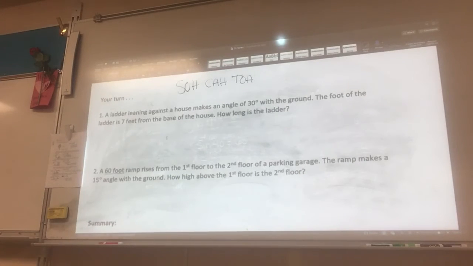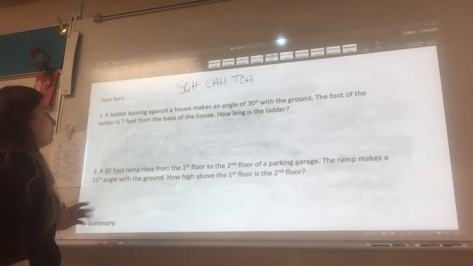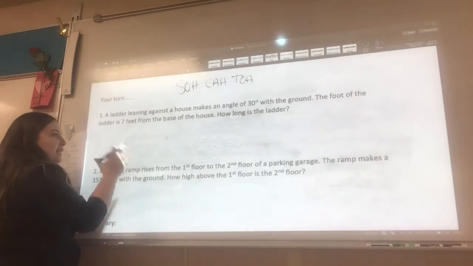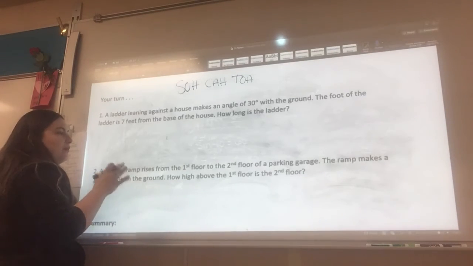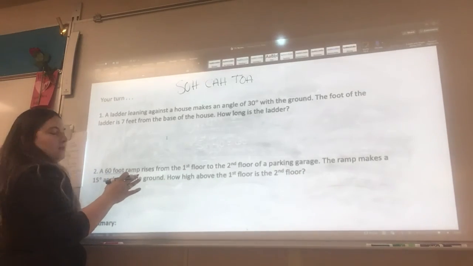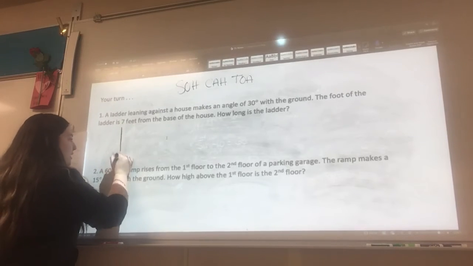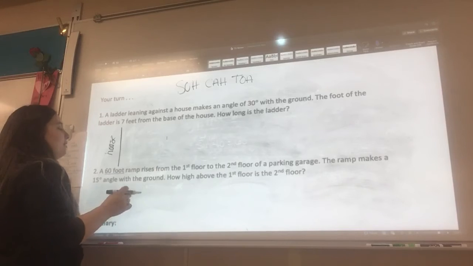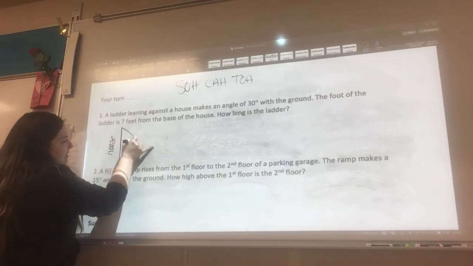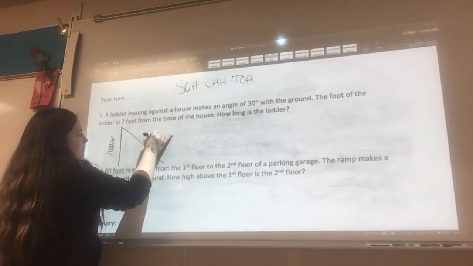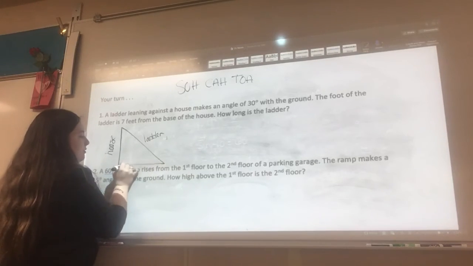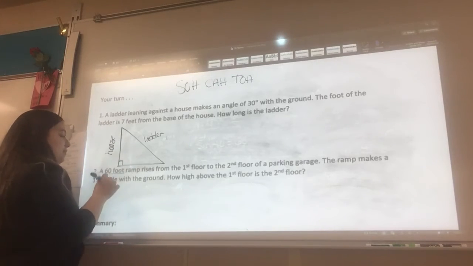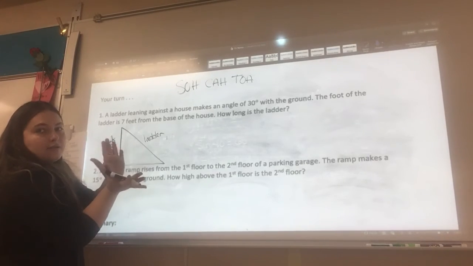Number 1, a ladder leaning against a house. Okay, I'm not even going to look at anything else. There's a ladder and it's leaning against a house. Is a house on the ground or sideways? No. So our house has to be straight up and down, and our ladder is leaning. That means it's not on the ground. So we say this is our ladder, and this will be our ground, okay? That creates a 90 degree angle, because house to ground is 90 degrees.